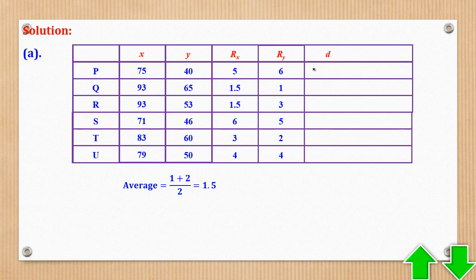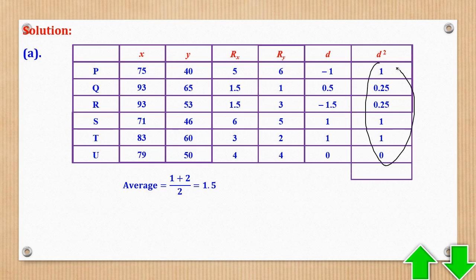Then next you get the deviation or the difference, Rx minus Ry. So 5 minus 6 is -1, this minus this is 0.5, this minus this is -1.5, this minus this is 1, and this minus this is 0. After that, we shall square these differences. This squared is that, this squared, this squared, this squared, this squared. Then we add everything to come up with that.